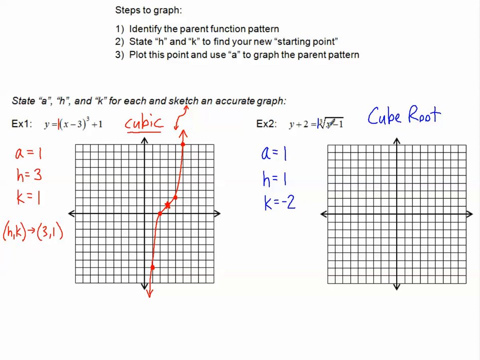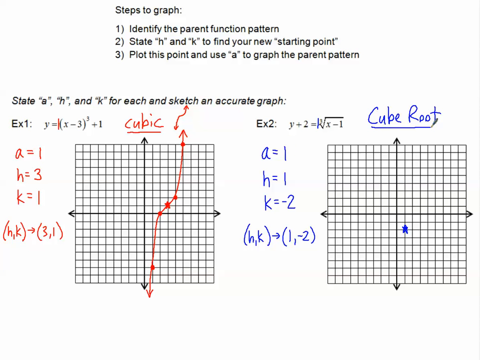That also works for the h. What does x have to be to make this thing underneath the cube root 0? 1 minus 1. That's why h is 1. So I'm going to find my new starting point, hk, and hk in this case is 1, negative 2. So I'm going to go to 1, negative 2, and I like to put a little star. Put a little circle or put a little something that makes you know that this is our new starting point. So there's my star.